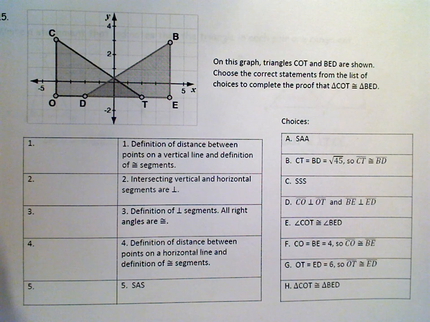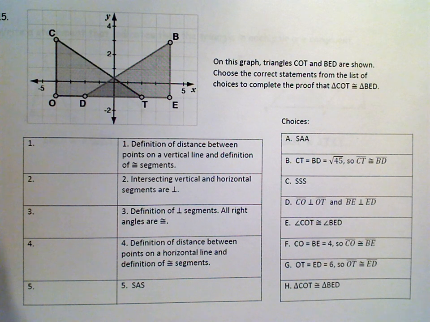Okay, number 15. It says, on this graph, triangles COT and BED are shown. Choose the correct statements from the list of choices to complete the proof that triangle COT is congruent to triangle BED. Now, this proof looks hard because you have all these choices, but really the reasons pretty much tell you exactly what to put there.